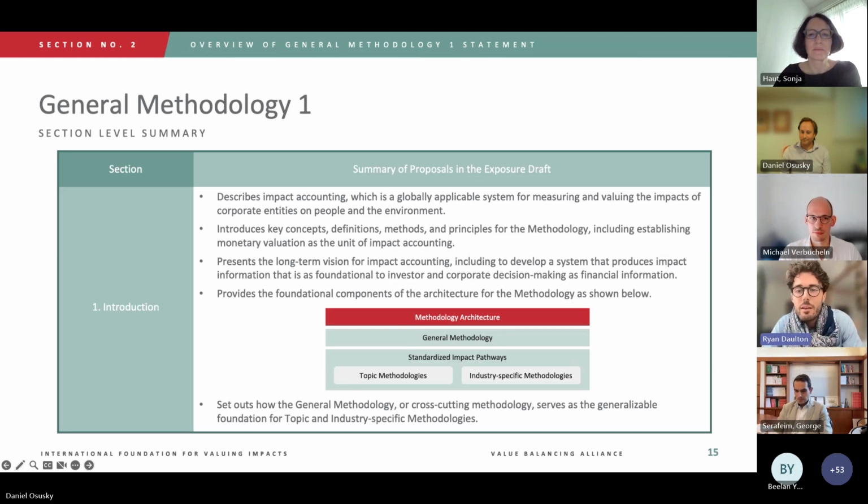And then I think this graphic here presents at a high level the architecture of the methodology, which is under development, but presented at a high level here, where the general methodology underpins the topic and industry-specific methodologies, speaking to the cross-cutting components. And then the standardized impact pathways are developed at the topic and industry-specific level.